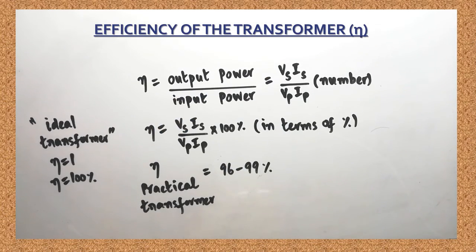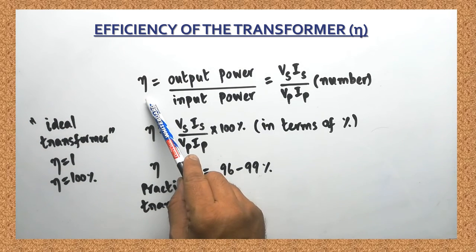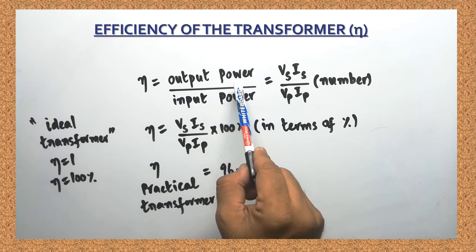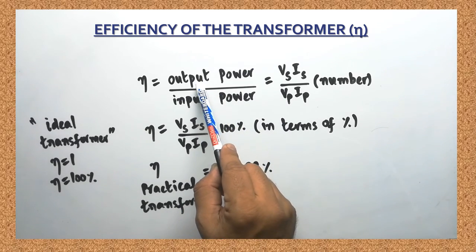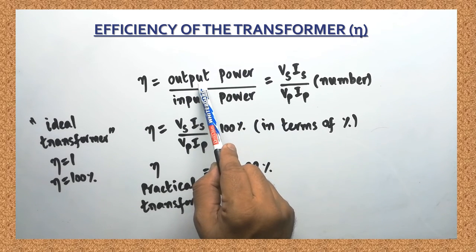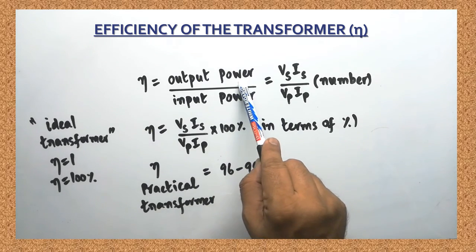To measure the performance of any device, we have to calculate a factor called efficiency. Transformer is also a device and we have to calculate the efficiency of the transformer. What is the formula? The general formula to calculate the efficiency of any device is output divided by input. Here power is transferred. Therefore, the efficiency of the transformer can be calculated by calculating the ratio of output power to the input power.